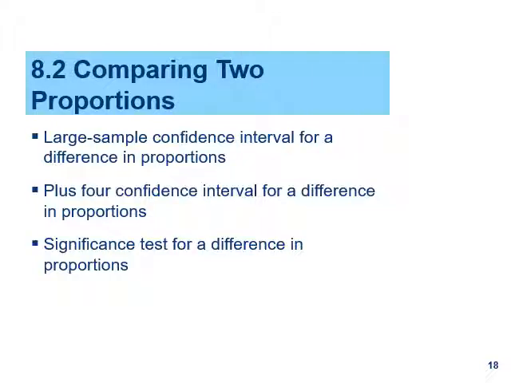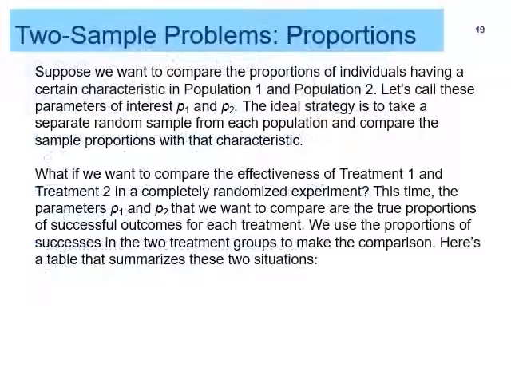So in this part we will compare two proportions. Here in the t-test we did the same thing, and it was the two sample t-test. Now it's the two sample problem with proportions. So suppose we want to compare the proportions of individuals having certain characteristics in population 1 and population 2. Let's call these parameters of interest P1 and P2.